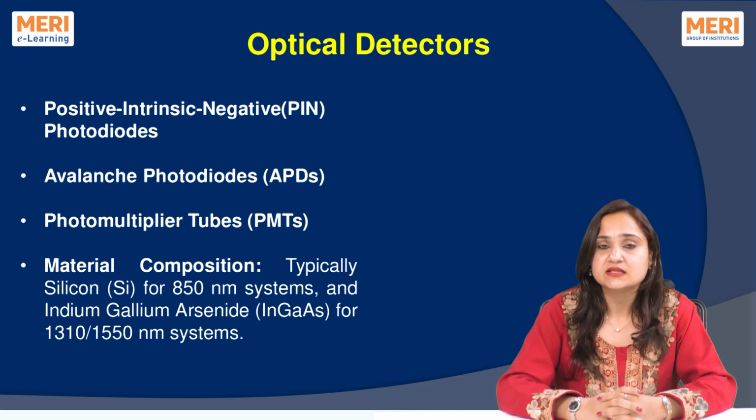Detectors include positive, intrinsic, negative (PIN) photodiodes, which are used for shorter range FSO, offering good linearity, lower cost, and simple design. Avalanche photodiodes are preferred for long range FSO due to their internal gain mechanism, which significantly improves sensitivity and signal to noise ratio. Photomultiplier tubes (PMTs) are used for very long range, high sensitivity applications, for example, deep space communication.